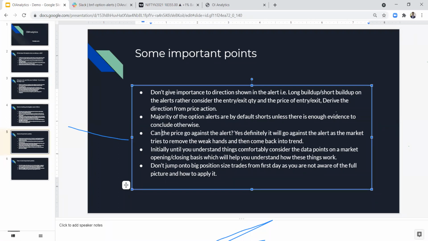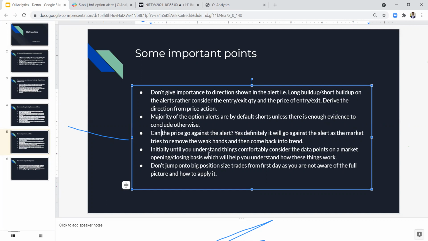Now the third question is, can the price go against the alert? Yes, definitely it will, because as I told you, there is no FOMO here. The market doesn't immediately react to a position. It takes some time, and only after that will it move in line with or against the position. So it is not an immediate effect that you see, right?